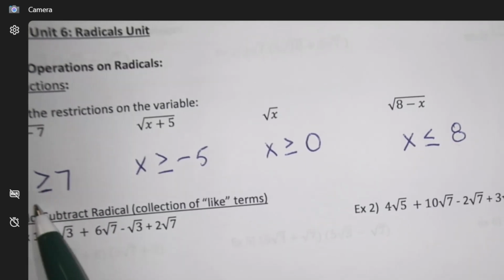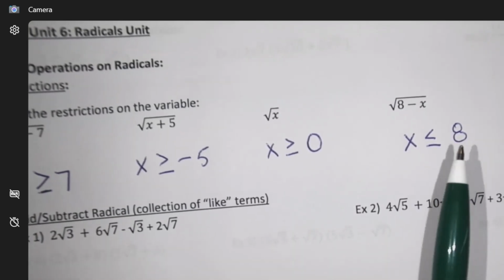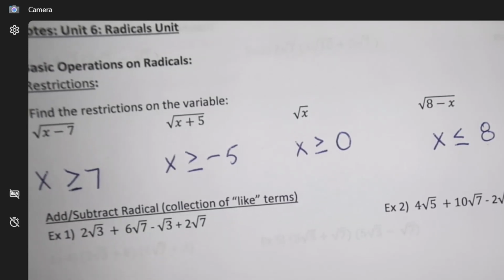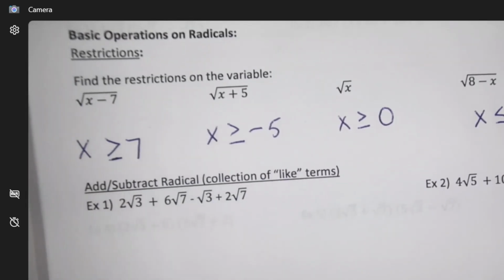So here's what you can do if you get kind of stuck. The first thing is figure out where it equals 0 and write that number. And if you're confused about which way to write it, just plug in a random number that's either bigger or smaller. And does it work or not work? Okay, so that's called restrictions.